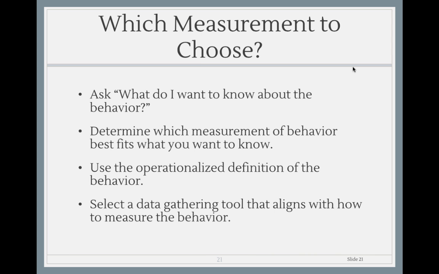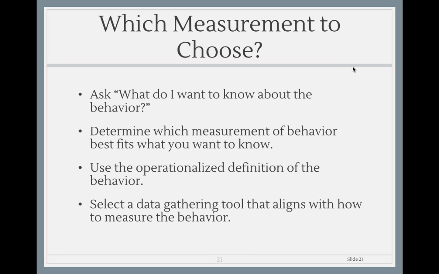Each way to measure behavior has its strengths and weaknesses, and not every measurement works for every behavior. The next step is to determine which measurement to use. Ask yourself, what do I want to know about the behavior? If you want to know how often the behavior occurs, then you would choose to measure using frequency. If you want to know how long a behavior lasts, you would choose duration as a way to measure.